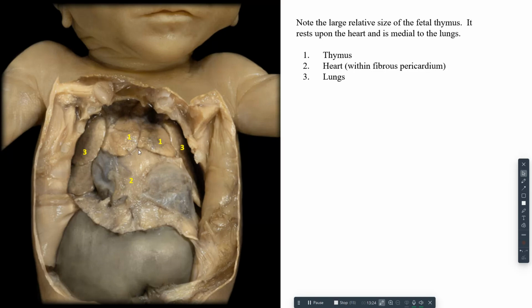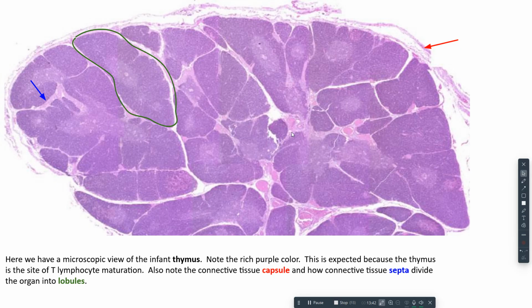The thymus is the site of T lymphocyte maturation. And that's got to get going on early in life. Hence the largeness of size in the fetal thymus, the infant thymus, and the child thymus. Here we see a microscopic view of an infant thymus. Note the richness of the purple. Purplishness tells me lymphocytes. What kind of lymphocytes in this case? They're T lymphocytes because this is the thymus.